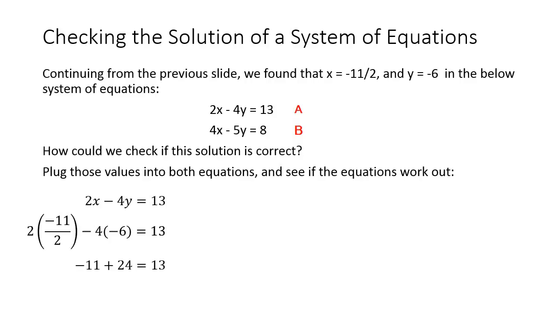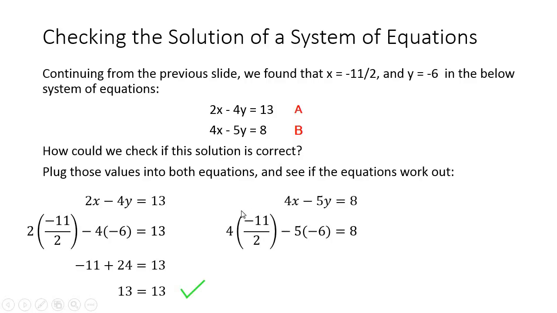And then simplifying that, the 2's cancel here, and you're just left with negative 11. Negative 4 times negative 6 is positive 24. And what's 24 minus 11? That's just 13. So that works out. And let's check that they work in the other equation, B.